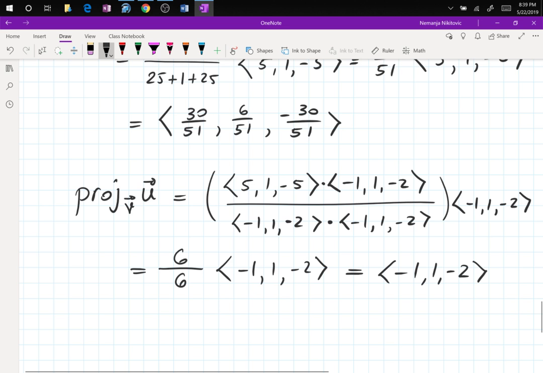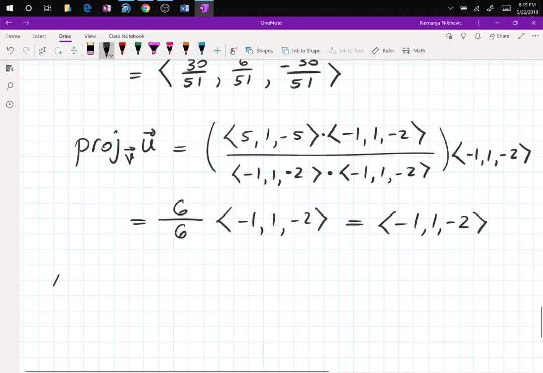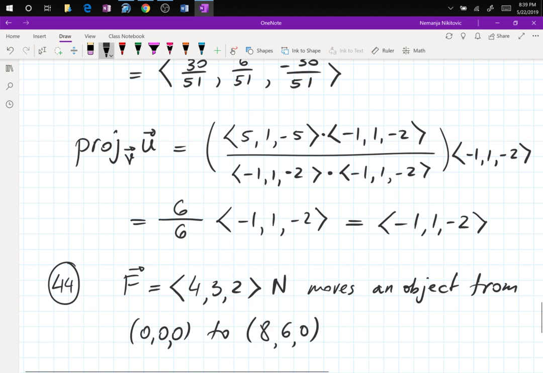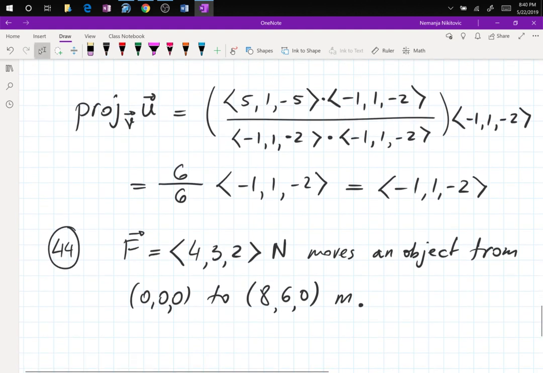The second application, calculating work. Problem 44, let's say. The force F, which is given as 4, 3, 2 in newtons, moves an object from the origin, which is 0, 0, 0, to 8, 6, 0. That's in meters. Find the work.